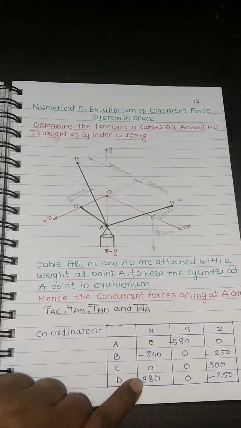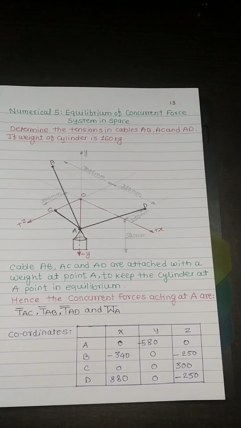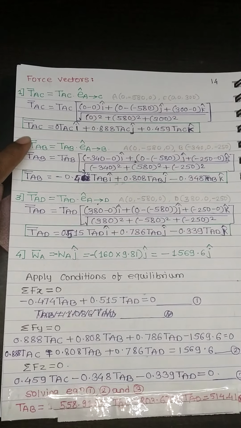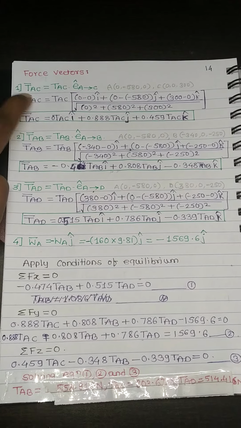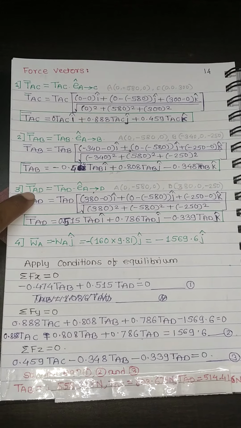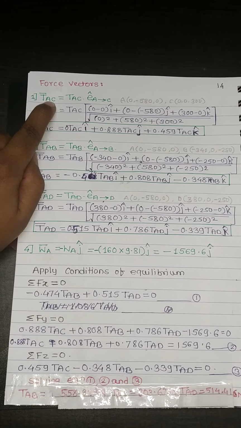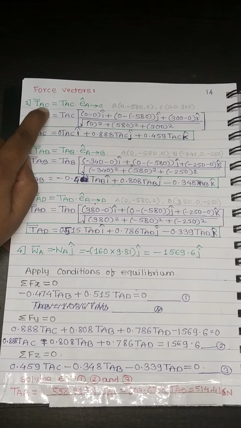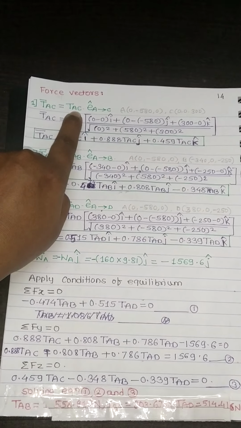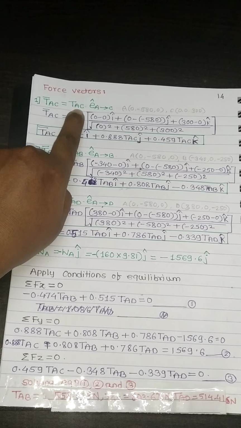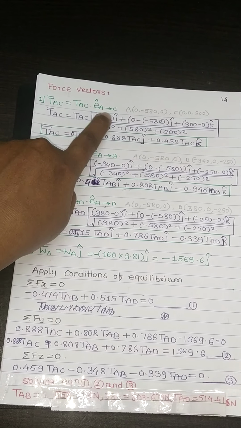The coordinates we have, we will take the reference of these coordinates and solve the next part. In this numerical, we have to find 4 force vectors: vector TAC, vector TAB, vector TAD and vector WA. Vector TAC will be found with its 3 components along the XYZ direction by using the equation: magnitude of TAC into the unit vector passing from A to C.